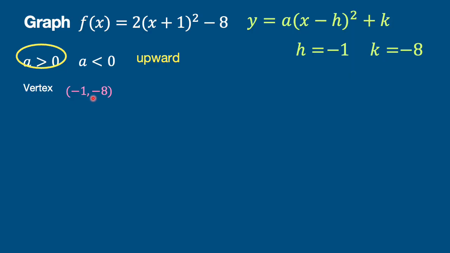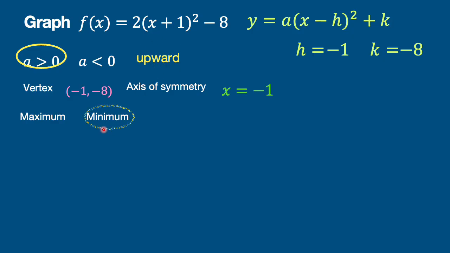Then you can guess what they're asking next. The vertex is negative 1 and negative 8, the x value and y value of the vertex. They have a lot of information there. Axis of symmetry: that's a vertical line, x equals negative 1. Make sure that's the vertical line coming from the x value of the vertex. Next is the maximum or minimum. It's upward, so we're going to have a minimum. The minimum value is the y value of the vertex, which is negative 8.